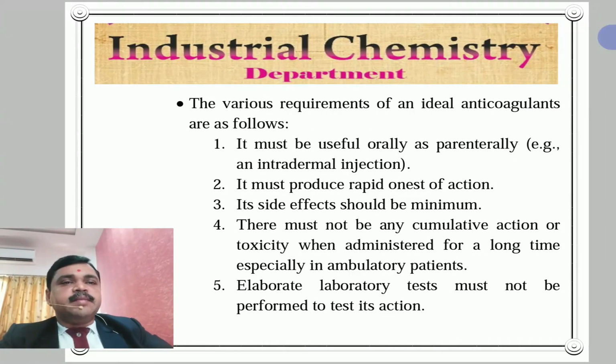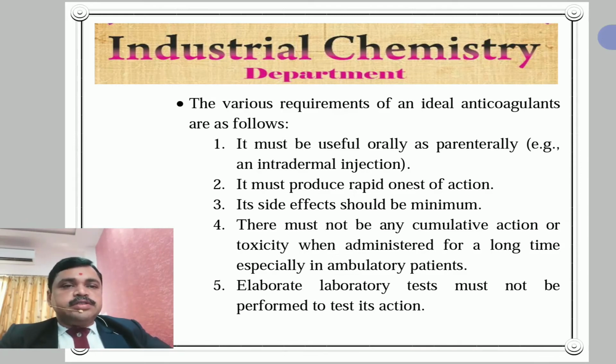The various requirements of ideal anticoagulants are as follows. Here are some ideas listed for an ideal anticoagulant. Number 1, it must be useful orally as well as parenterally, for example by intradermal injections. Number 2, it must produce rapid onset of action. It is a very important point. Number 3, its side effects should be minimum. It is also important.